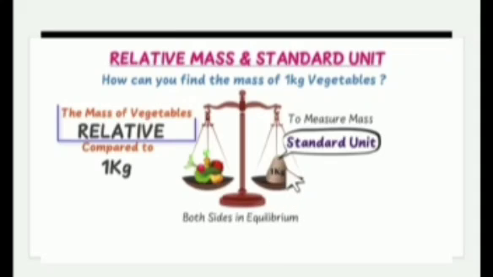The 1 kg stone is the standard unit which is used to measure different things, and the mass of the vegetable is relative because it is compared with the 1 kg stone.